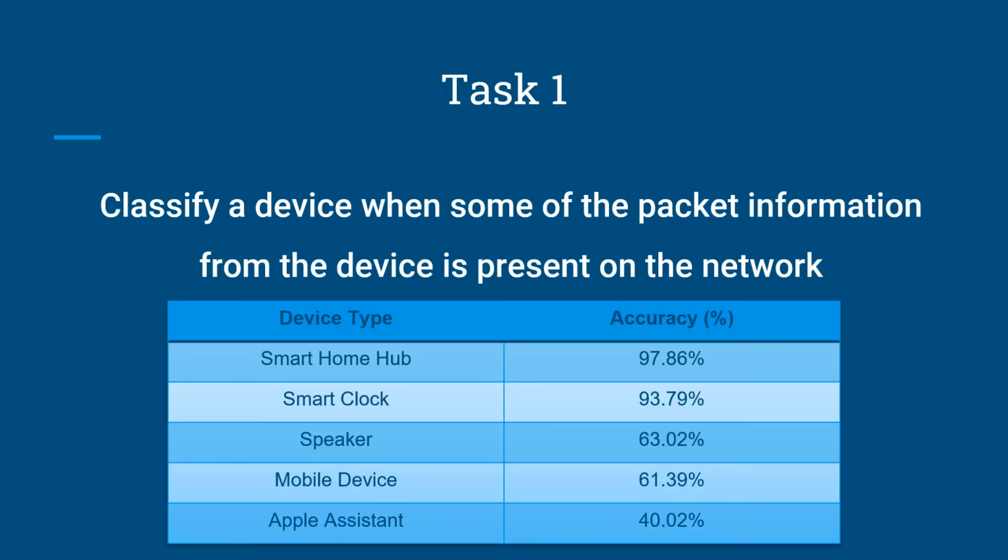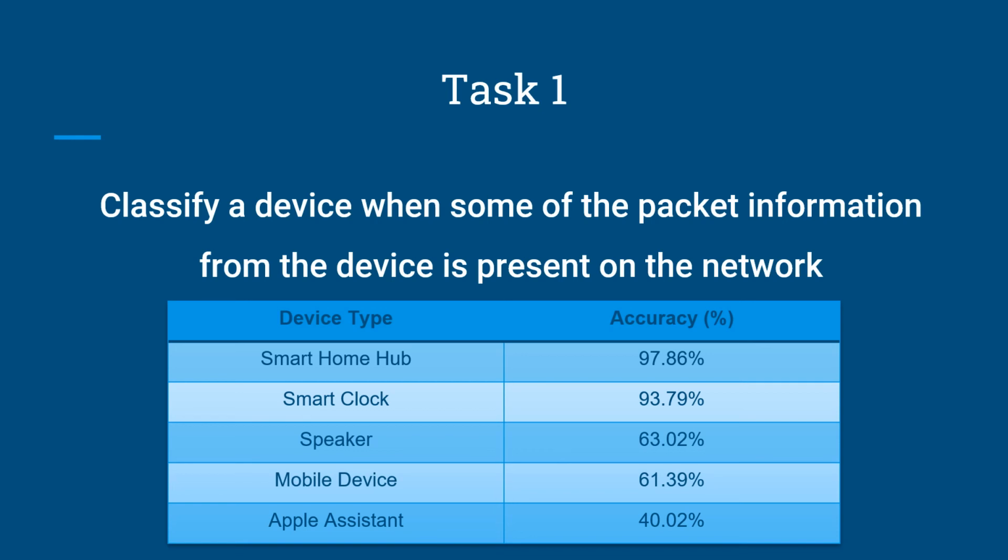As explained in a previous slide, we had 3 tasks we wanted to accomplish. Our first task was to classify a device when some of the packet information from a device is present on the network. For this, we had the Apple Assistant, mobile device, speaker, smart home hub, and clock devices that all contained only one device per device type.